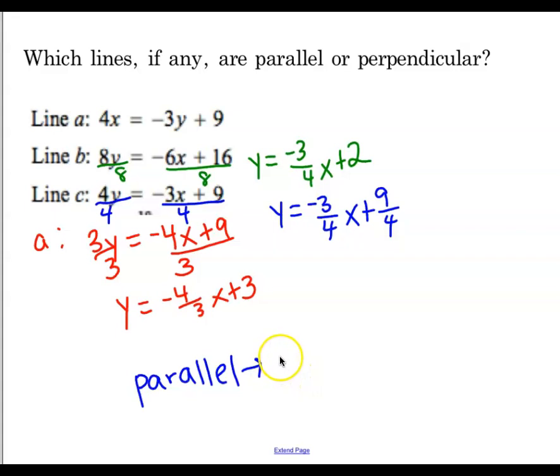So parallel lines are B and C. They have the same slope, they are parallel. And then if you look, you do not have the negative reciprocal, so they are not perpendicular. B and C are not perpendicular because when they multiply together, they do not equal a negative 1.